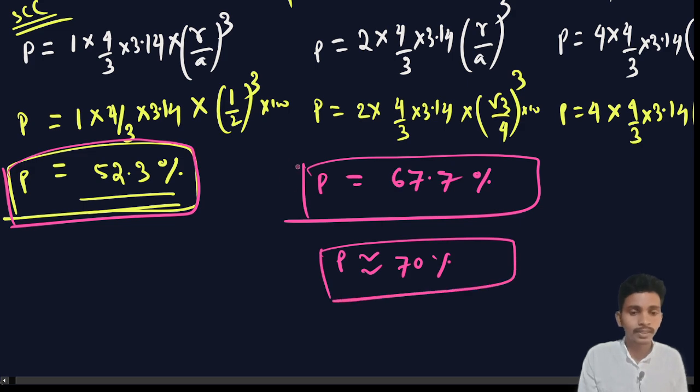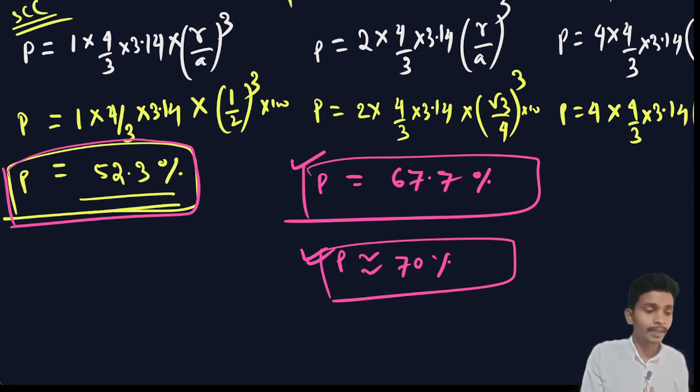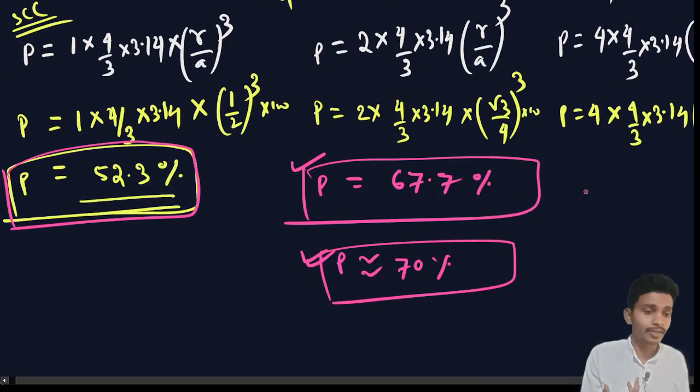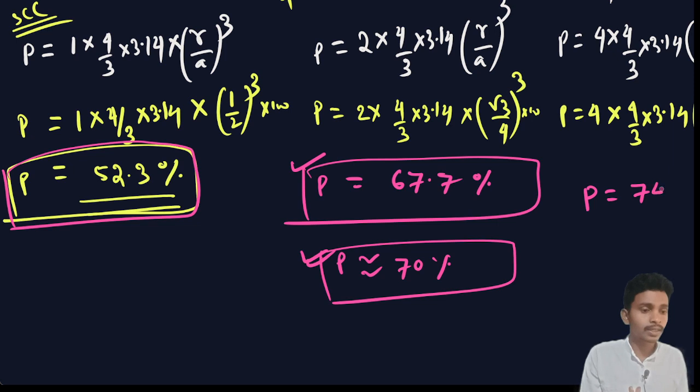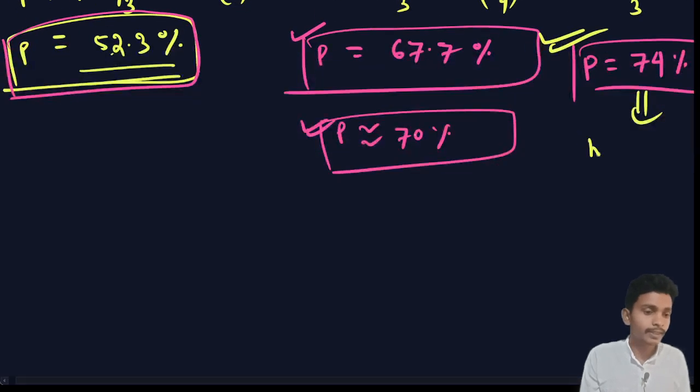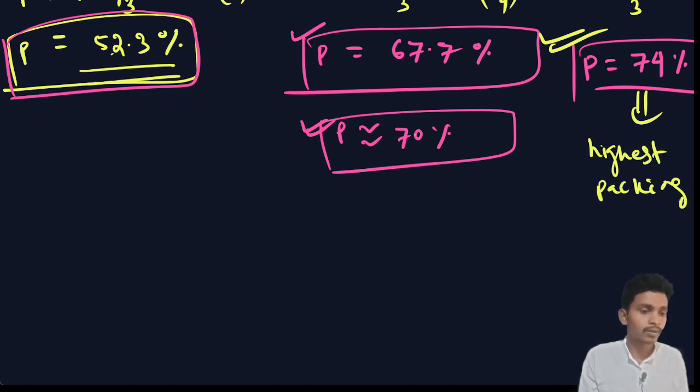Okay, so if it is written this way, this one is also fine. And for FCC, in this case we got the highest packing fraction. If you multiply it, we get nearly 74 percentage. That is 74 percentage, and it shows the highest packing fraction, because this is 70, this is 52.3, and this got 74 percentage. So this is the highest packing fraction.